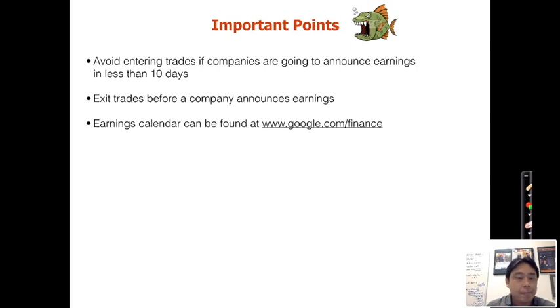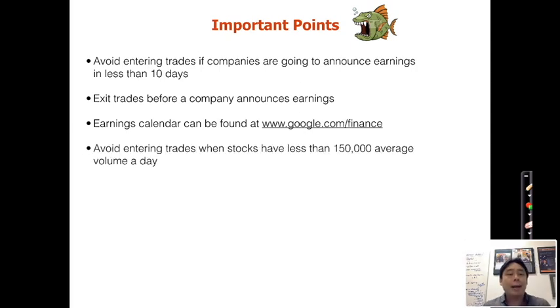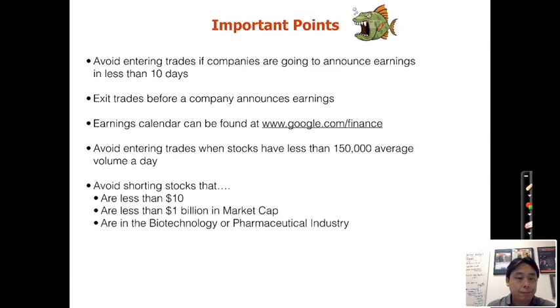Next, avoid entering trades when stocks have less than 150,000 average volume a day. So we do not want stocks with low volume. They have to have at least 150,000 shares traded per day. And that is in the screening script that I have created for you. So when you screen the stocks, it will already filter out low volume stocks.